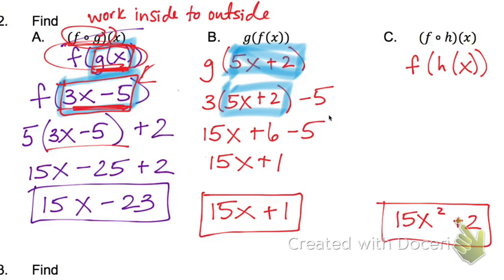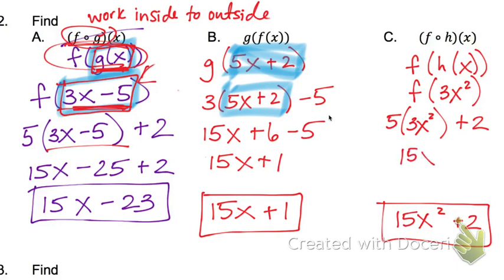Okay, so with C, I'm going to replace, it's going to be f of 3x squared. And the function f is 5x plus 2. So 3x squared plus 2. Then when I distribute, 15x squared plus 2.